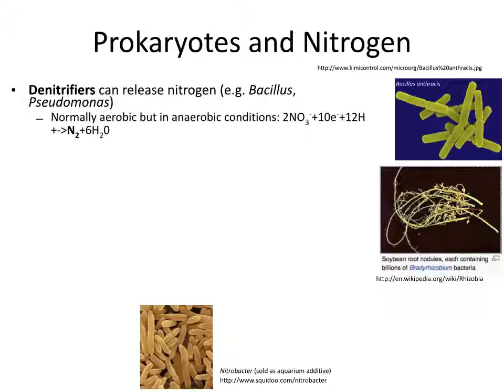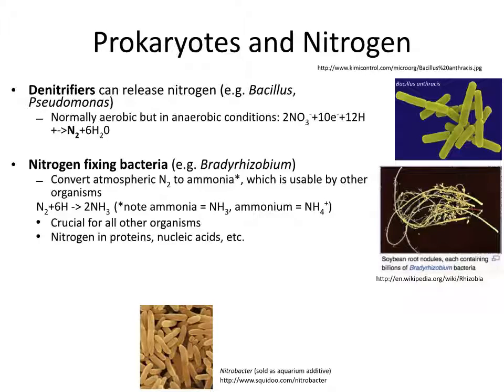But on this slide we have denitrifiers, which put nitrogen into the atmosphere. So they're normally aerobic, but in some anaerobic conditions you can take nitrate and an electron source and a proton source, and these produce nitrogen plus water. So Bacillus and Pseudomonas are 2 bacterial groups that do this, that are well known. So the green cells up top there are an example of one of those. It's a Bacillus. Really the fundamental way that nitrogen gets taken from the atmosphere to be useful at all to any organisms is nitrogen fixation.